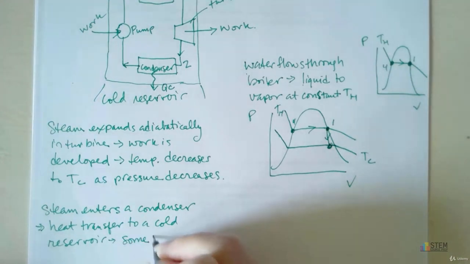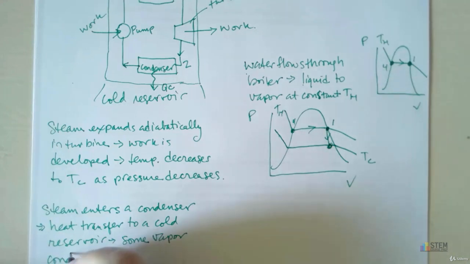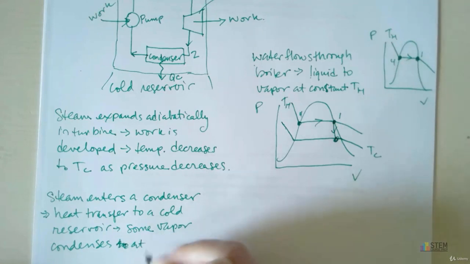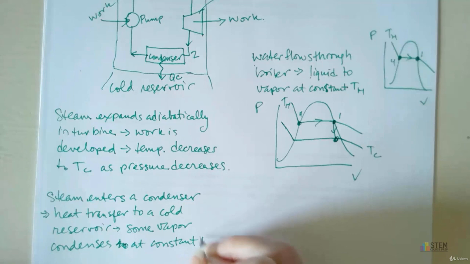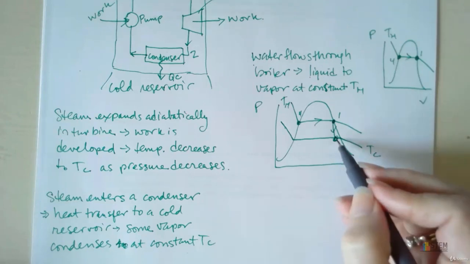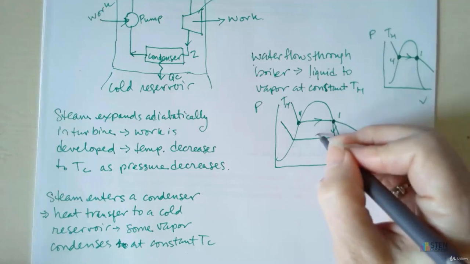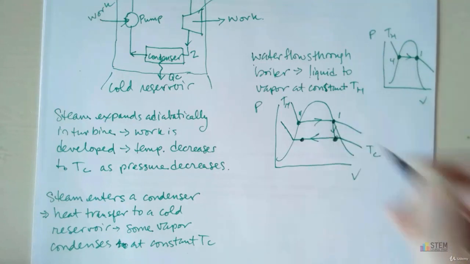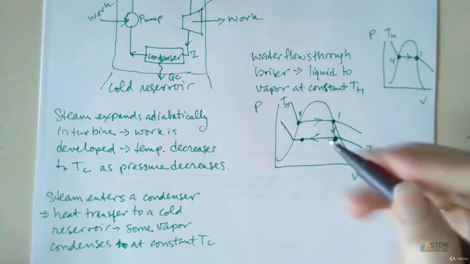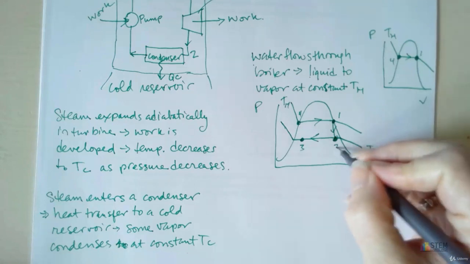Let's put some vapor condenses at a constant Tc. Now we're saying constant Tc, so we're having an isothermal process here, so we're going to stay on this Tc line, and we're going to come over here. Let's just say we go there, because we just said some of the vapor is going to condense. We didn't say all of it, so we're not going to go all the way over to the saturated liquid point. Now we're here, that's going to be 3, that was 2.